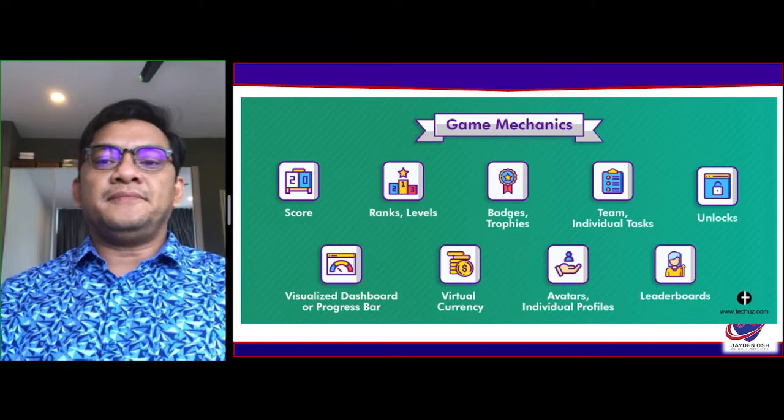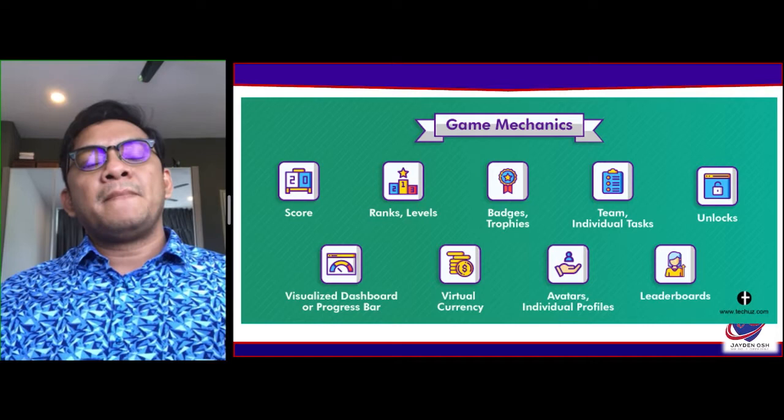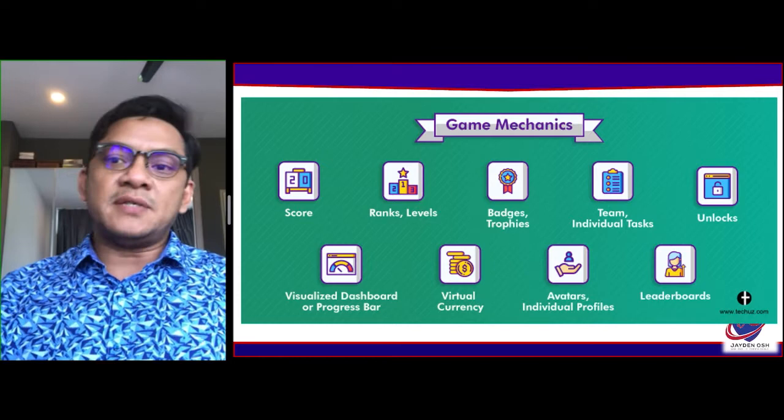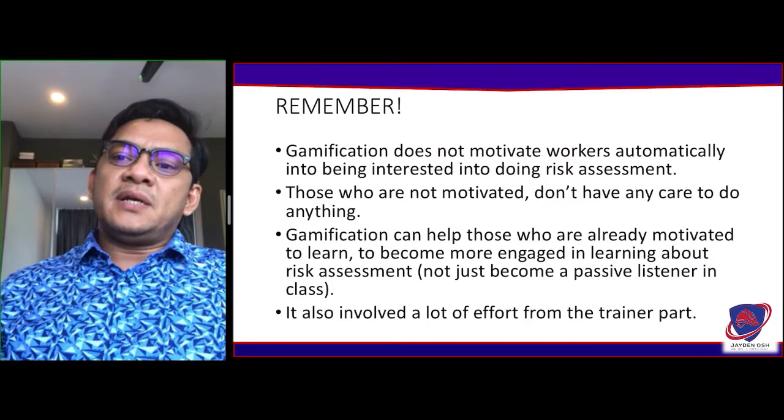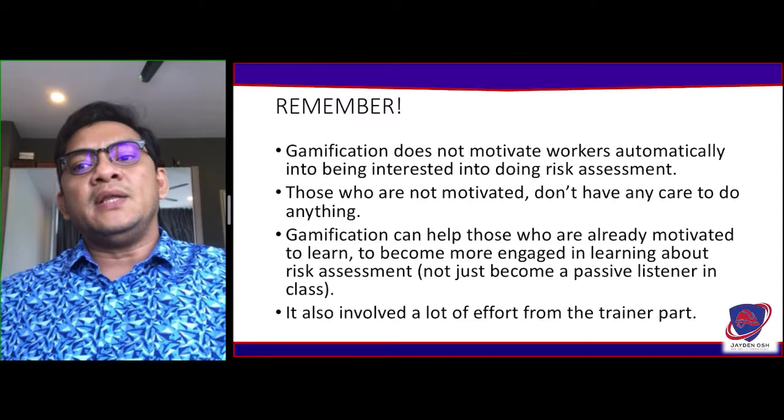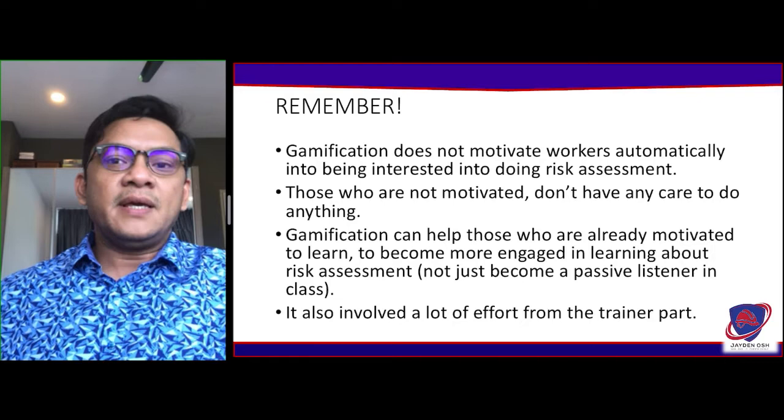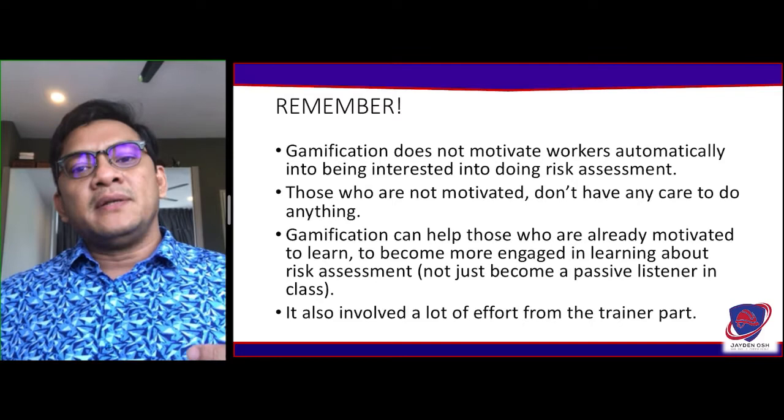And let's look at each of these. How do we use this to embed gamification in our risk assessment training? But before we move on to that, please remember, gamification does not motivate workers automatically into being interested into doing risk assessment. Okay, gamification is just to increase their level of participation and also engagement. They are more into it.